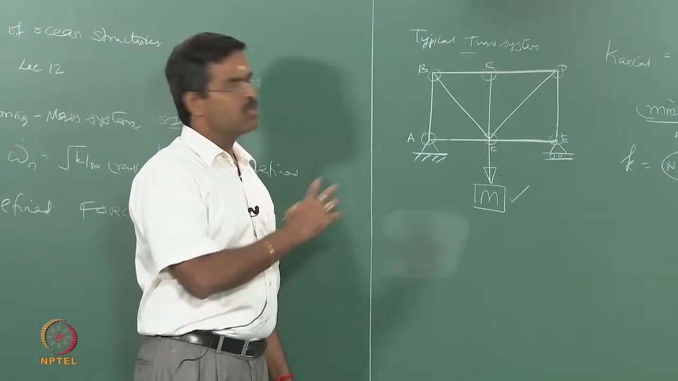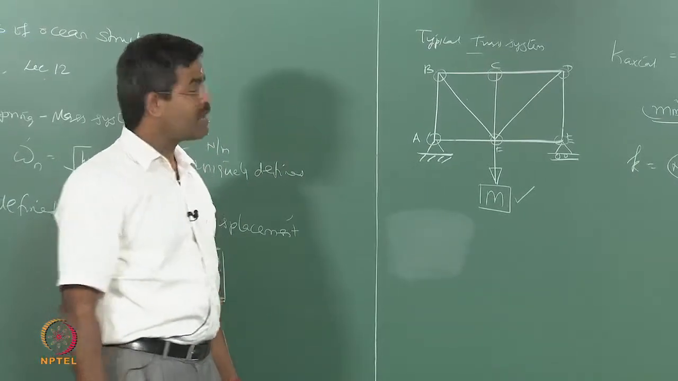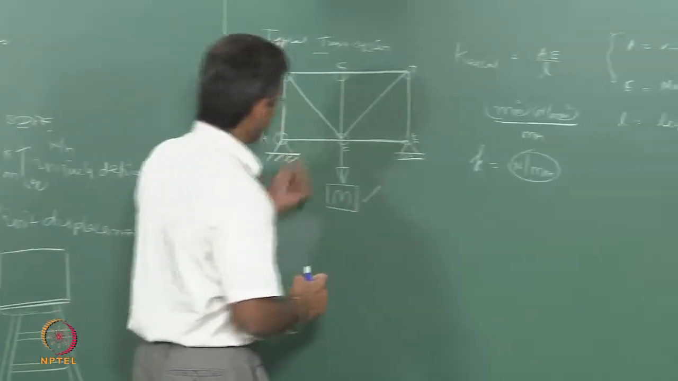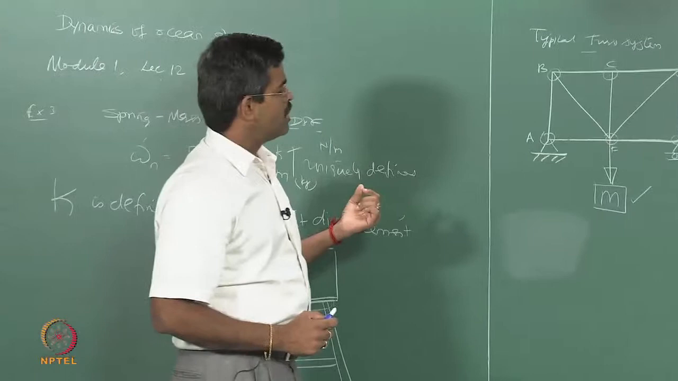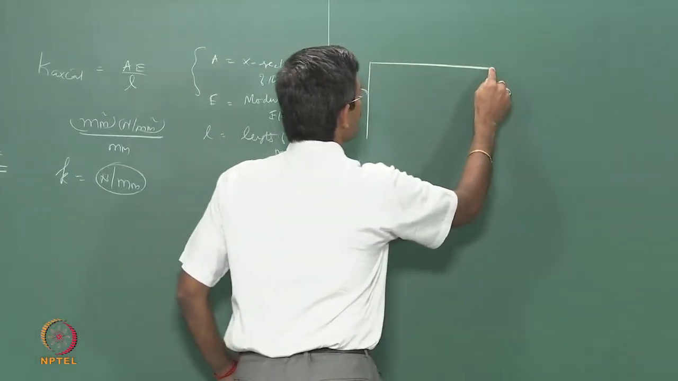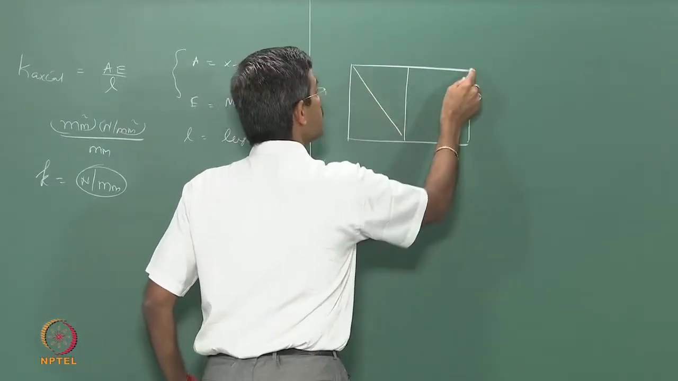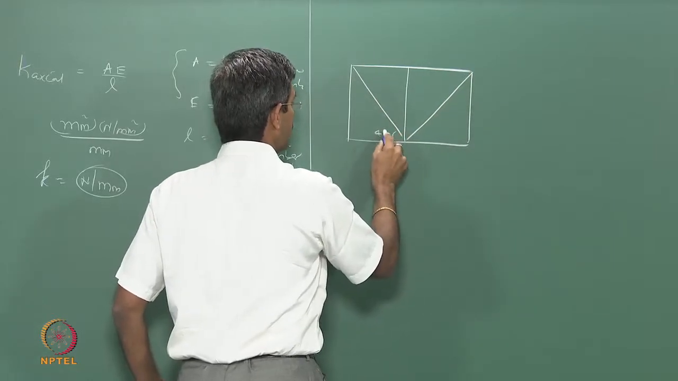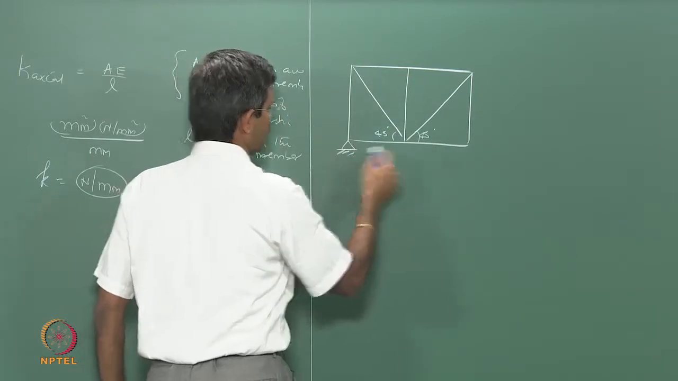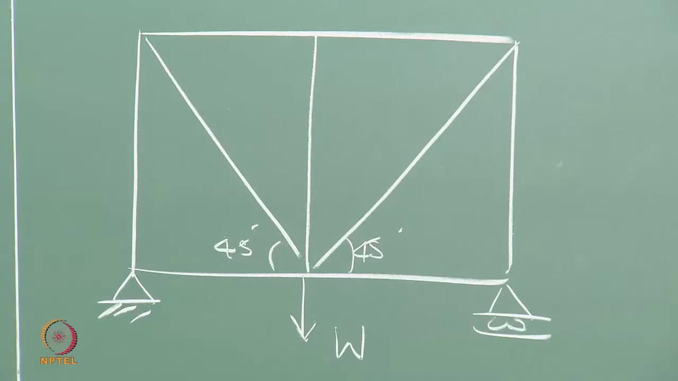So, I will use the unit load method which we already studied in structural mechanics, but I will apply this to dynamics, which is a very interesting problem. So, I will take up this particular problem and find out the forces in each member. So, if this is, let us say, the truss given to me, let us say this angle is 45 degree, the support system is known to me, I take this W as a known value for me.